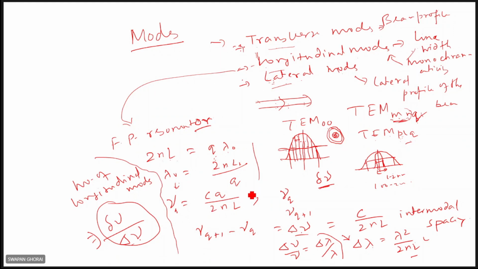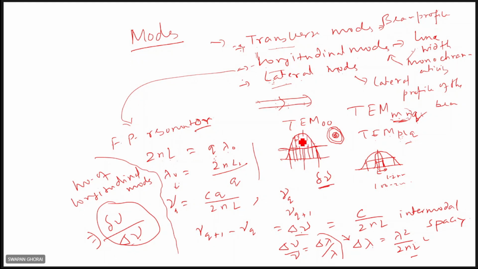But all the frequencies will not be sustained within the lasing device, because you know there is a threshold condition. Many frequencies will be there within the gain curve, but only the frequencies above threshold will be sustained within the cavity. The loss will be high for the other frequencies, so they will not be sustained. Now the question is, if these modes are there, what will be the intermodal spacing, or how many modes are there? How can you calculate? This frequency means the longitudinal modes, which are the most important.